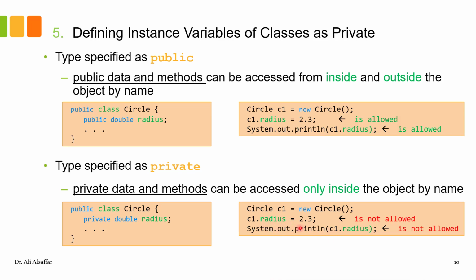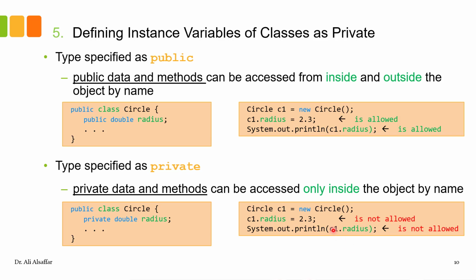So C1.radius equal 2.3 is not allowed. You are trying to change the value of radius, and since it is private, this is not allowed. Earlier it was allowed because it was public. Similarly for reading, not only for writing, also for reading. That means it will be hidden inside the class. When you create an object, you cannot see it outside the object.